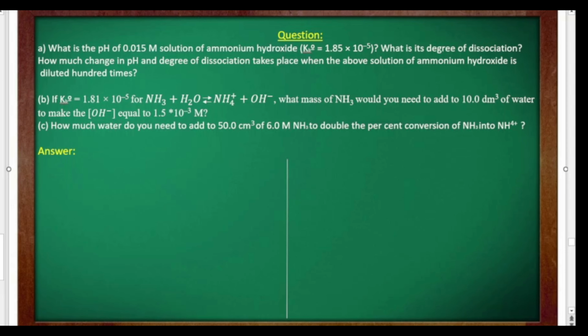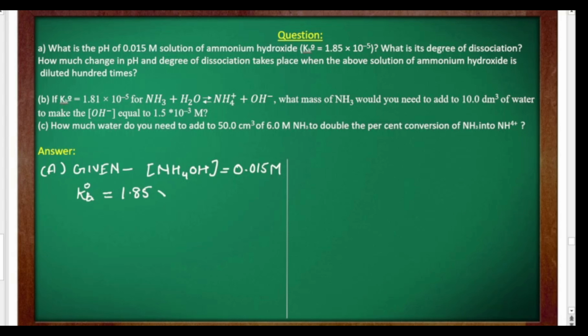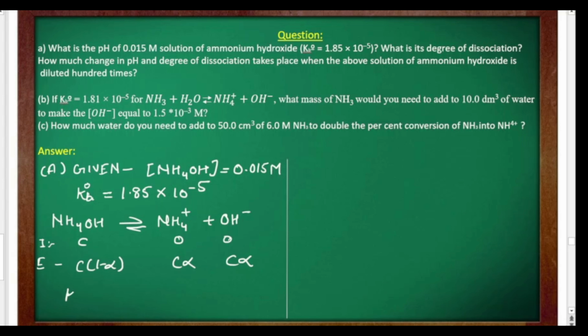In the above question, ammonium hydroxide concentration is 0.015 molar. Dissociation constant of ammonium hydroxide is 1.85 raised to power minus 5. Ammonium hydroxide dissociates into ammonium and hydroxide ion. Ammonium hydroxide is C multiplied by 1 minus alpha. Ammonium ion is C alpha and hydroxide ion is C alpha. Dissociation constant is C multiplied by alpha squared over 1 minus alpha.